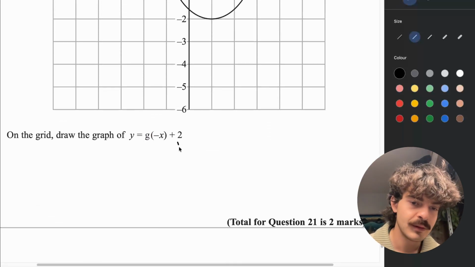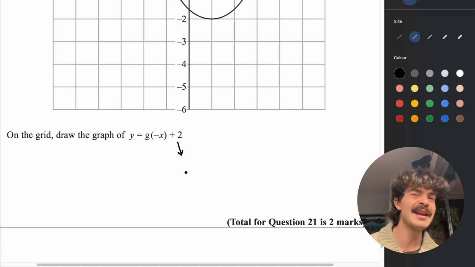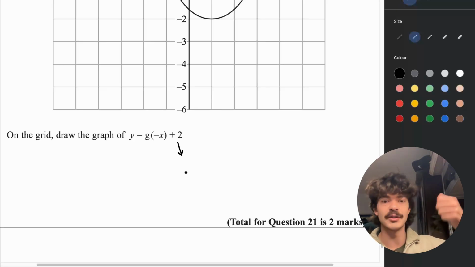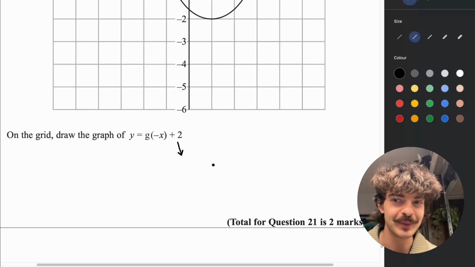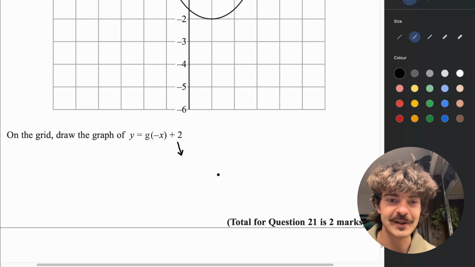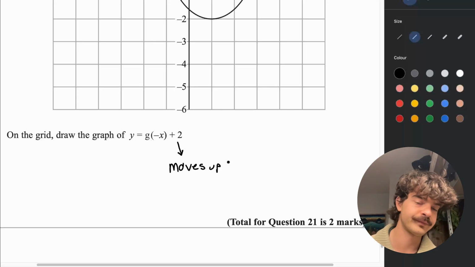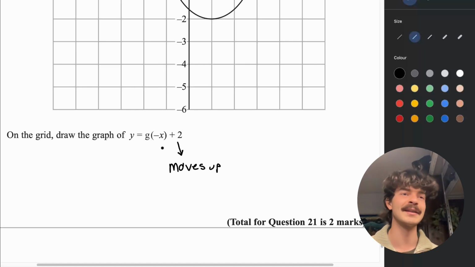A plus 2 is going to take every single x coordinate and make our y coordinate 2 bigger. Right? Every time you pass a value into your equation, it's adding 2 to get your y coordinate. Think of it like your plus c in a linear equation or a quadratic. This moves up. Nice. Then flipping the x to a negative, that's a little bit more complex.